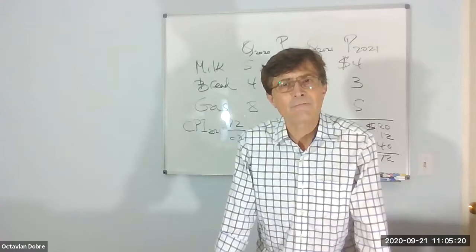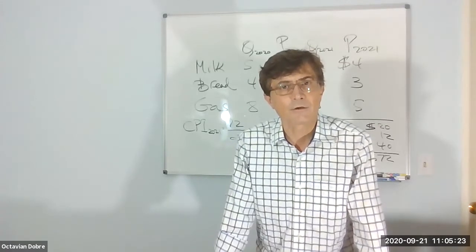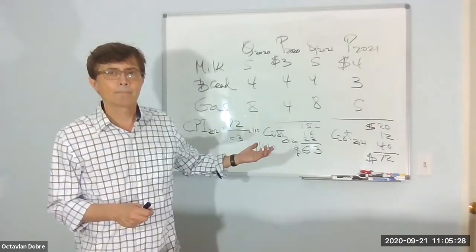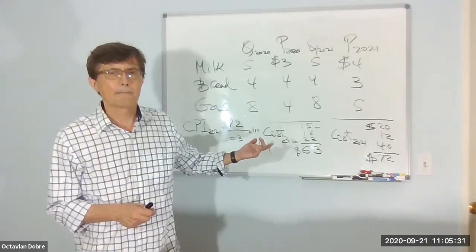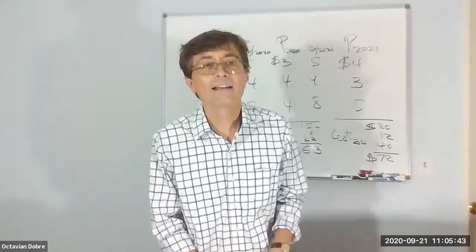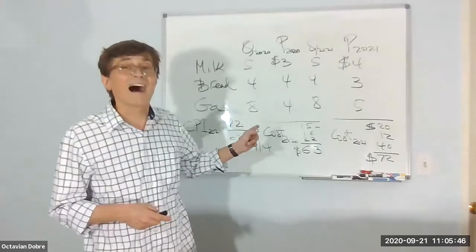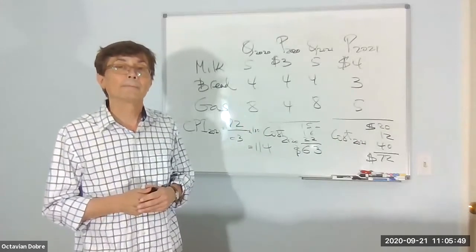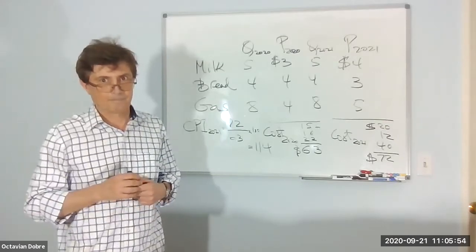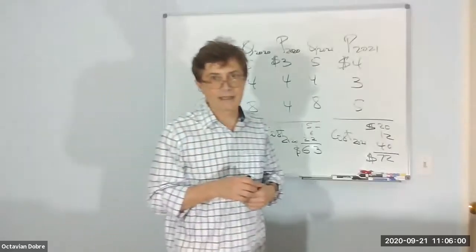Folks, how much was the inflation between 2020 and 2021? Was it 114%? Eleven. 11%. No, it's not 11, it's simpler than that. 114. Oh, yeah, I'm sorry, you're right. I'm sorry. The CPI is 114. 14%. 14%, exactly. Yeah, 14%.